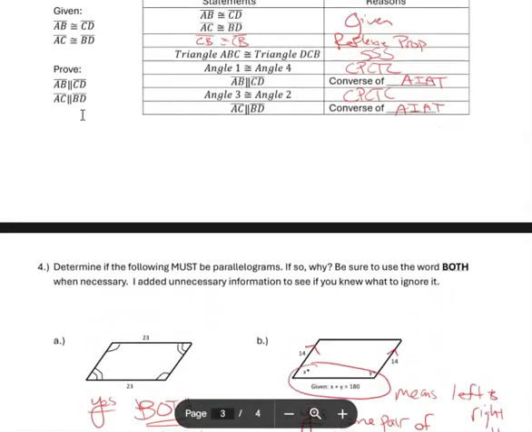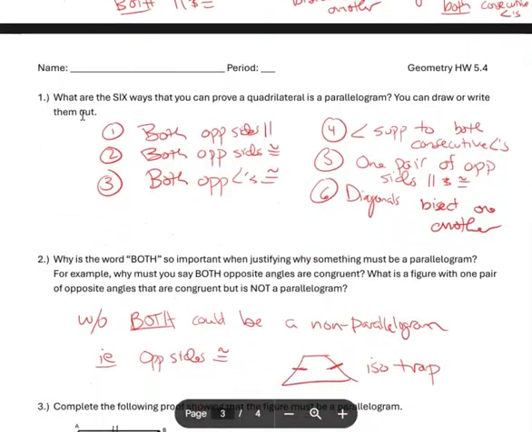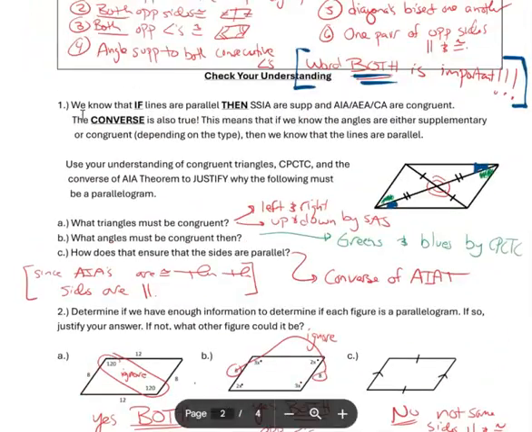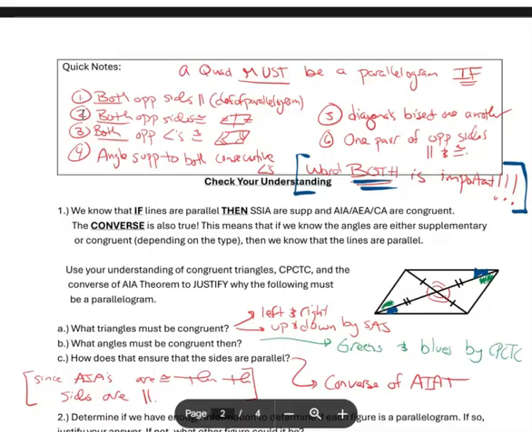All right, hopefully that made sense. You guys have 6 different ways that you can prove that a figure is going to be a parallelogram. Do not forget the word both. The word both is very important.